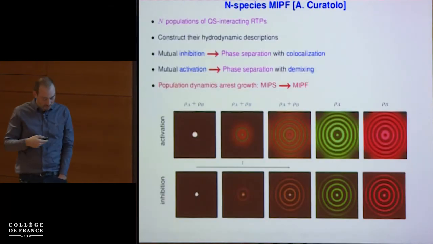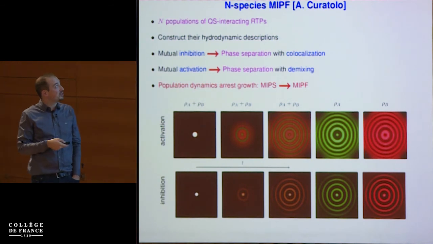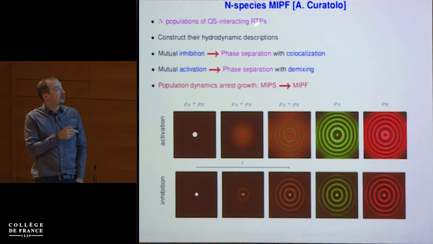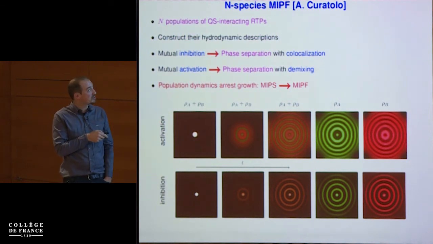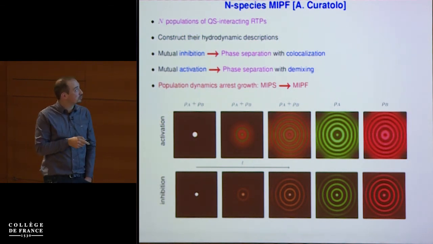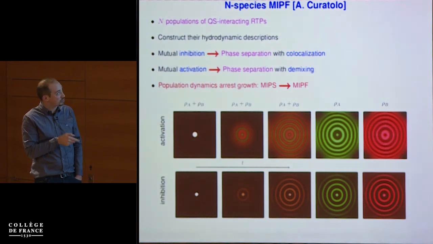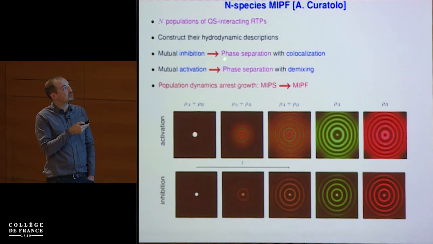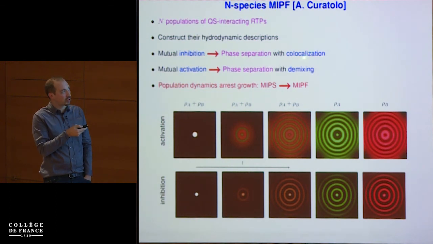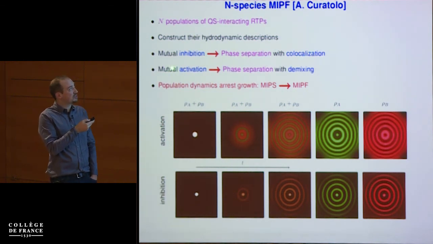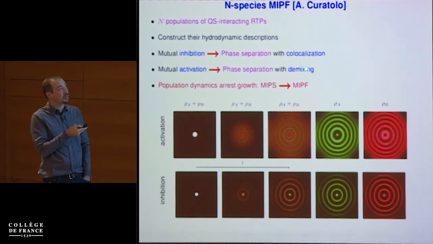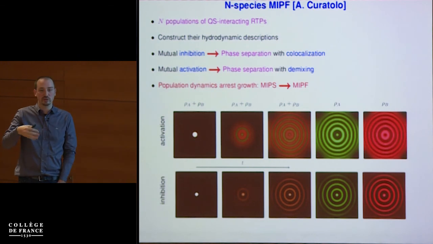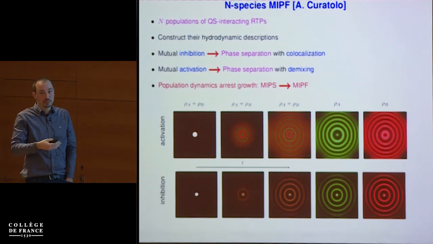And of course, can you account for that analytically? Yes, again. This time you have to take n populations of active particles interacting via quorum sensing. And then you ask Agnese Curatolo to construct exactly the hydrodynamic description, which you can do. And you can show that if you have mutual inhibition of the motility, you get a phase separation with colocalization. If you have mutual activation, you get phase separation with demixing. So this is a generalization of motility-induced phase separation to two species.